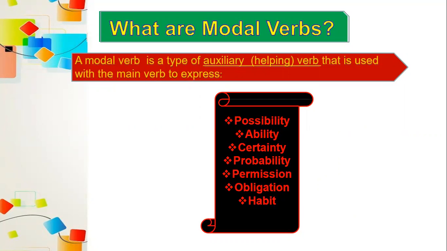Modal verbs are always followed by first form of verb or bare infinitive. Do you know what is infinitive? Infinitive is the first form of verb, and bare infinitive means first form of verb without to. We cannot use modal verb in this way. He can to swim. It is wrong, totally wrong. We can use it in this way. He can swim.